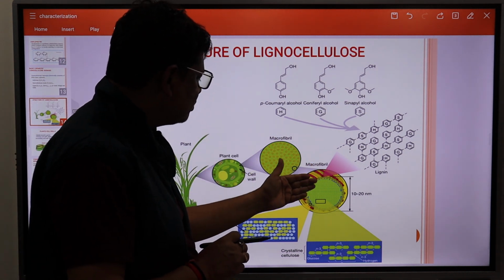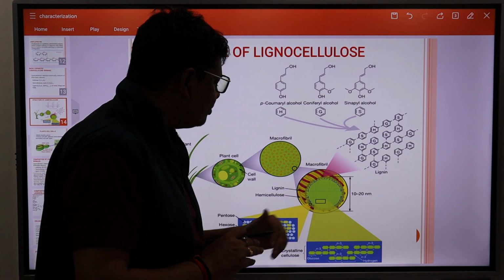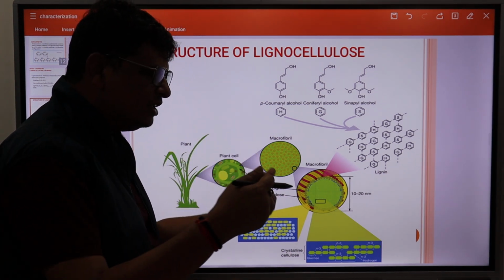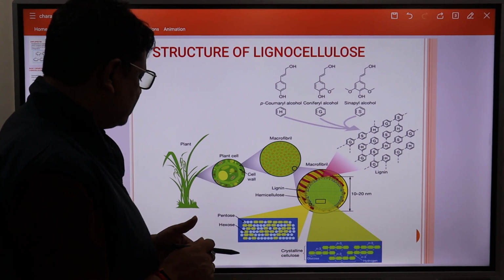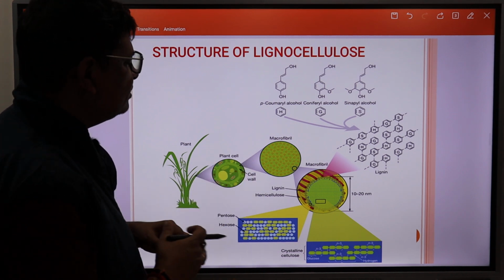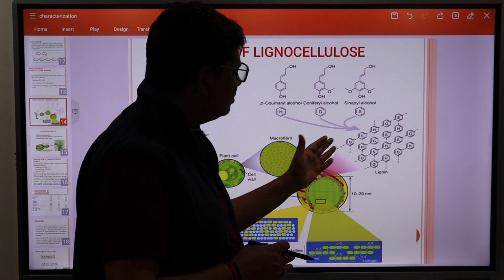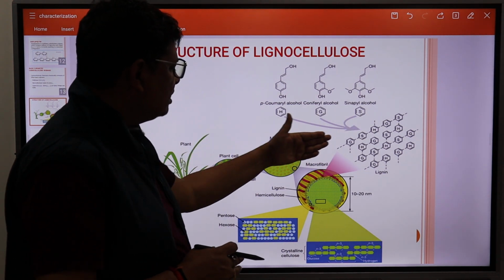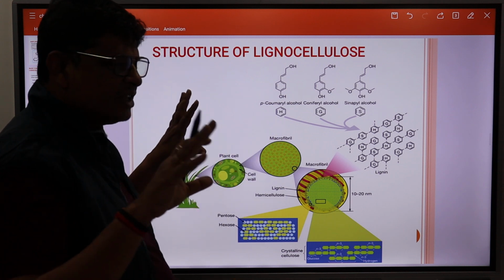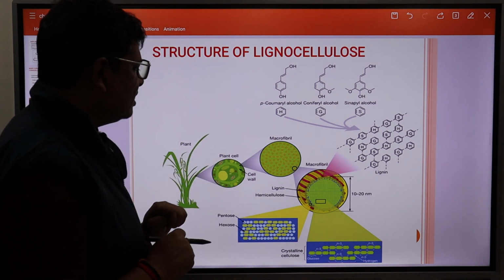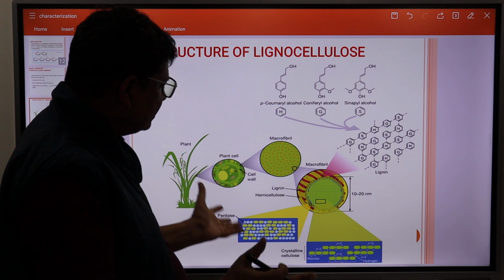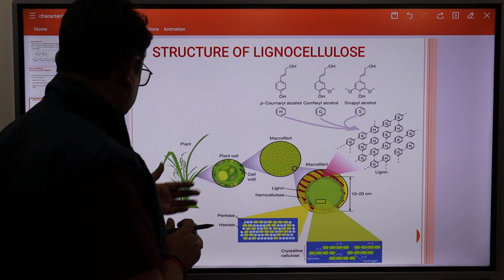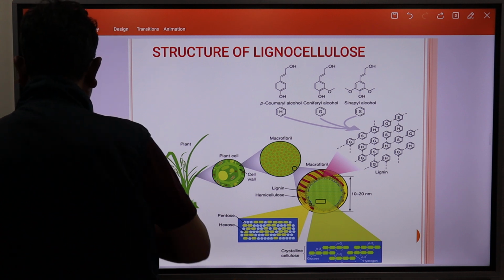So it has macrofibrils of 10 to 20 nanometers. Why are we discussing all these things? Because ultimately you have to evade this kind of structure, and only then can you harvest your energy. And when you harvest the energy, you will find it in this manner. See, they are very linear, and in an umbrella-like arrangement, wherein the lignin is also wrapped around the macrofibrils of the cellulose.